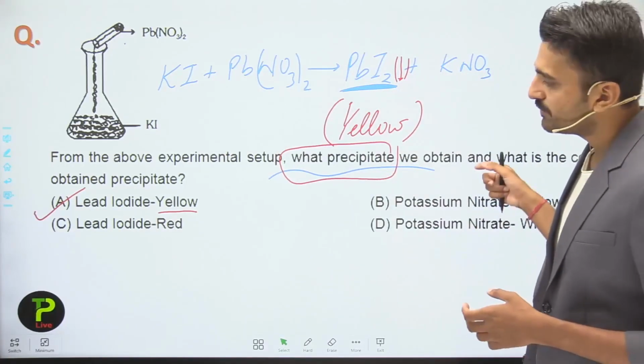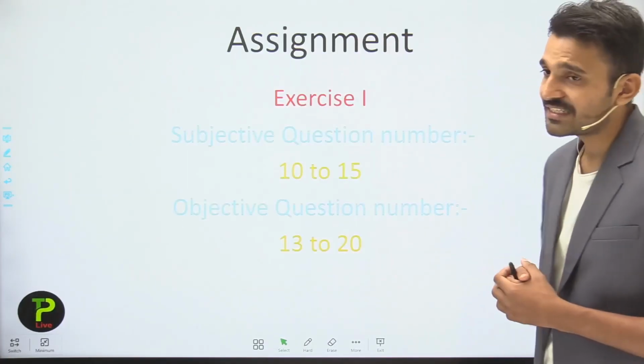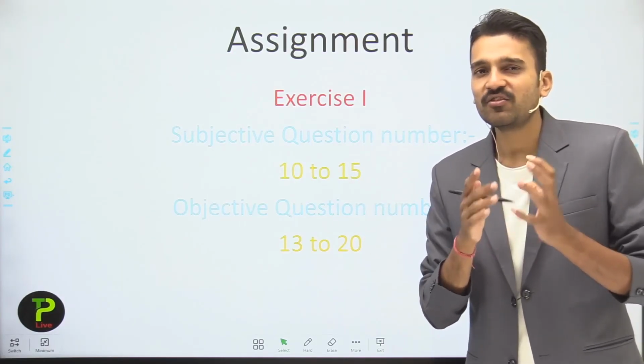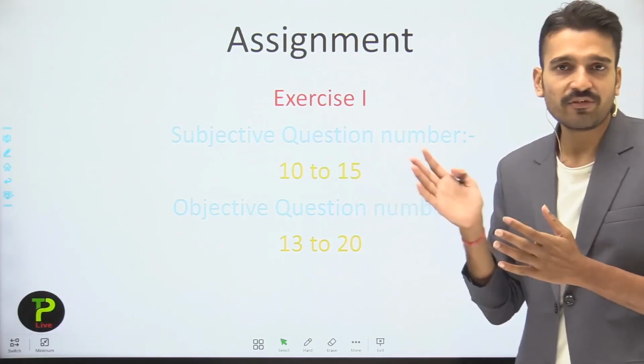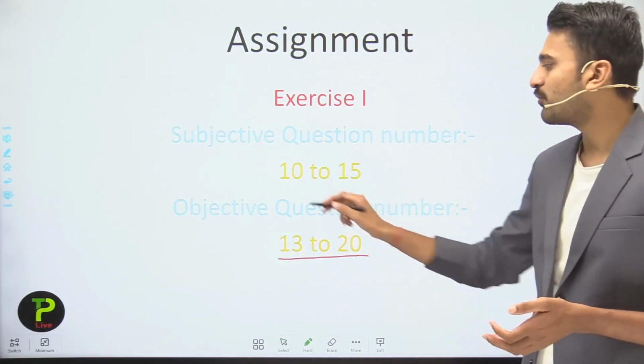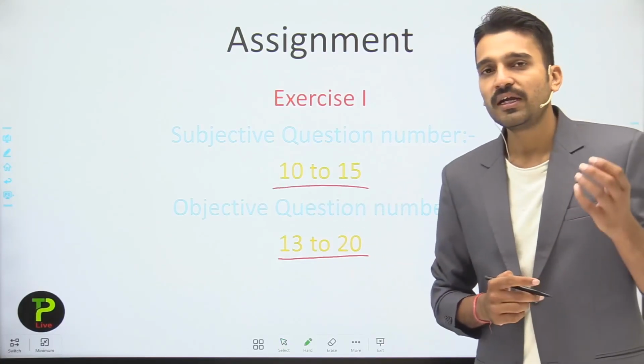Moving to the assignment. These are the questions for you to do and practice, more and more questions just like we have discussed here. For the objective type you have to do 13 to 20, and for the subjective type you have to do 10 to 15 questions.